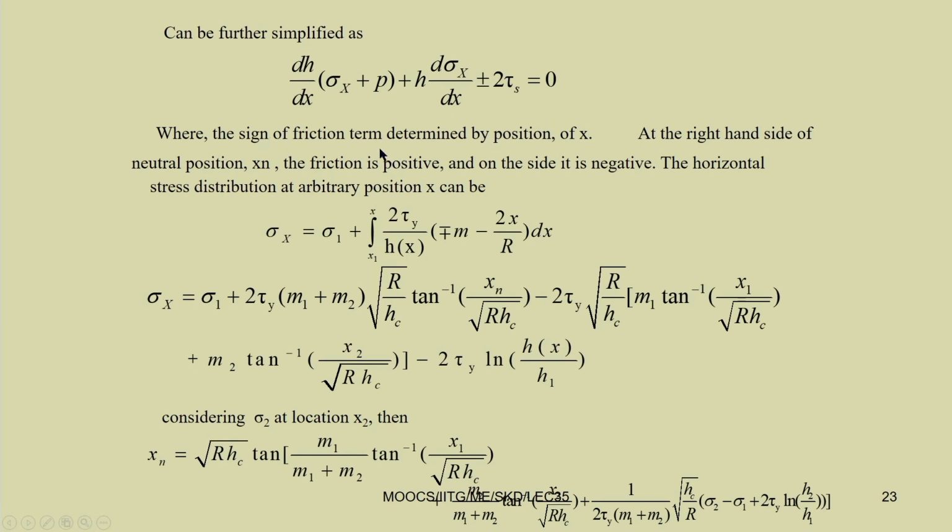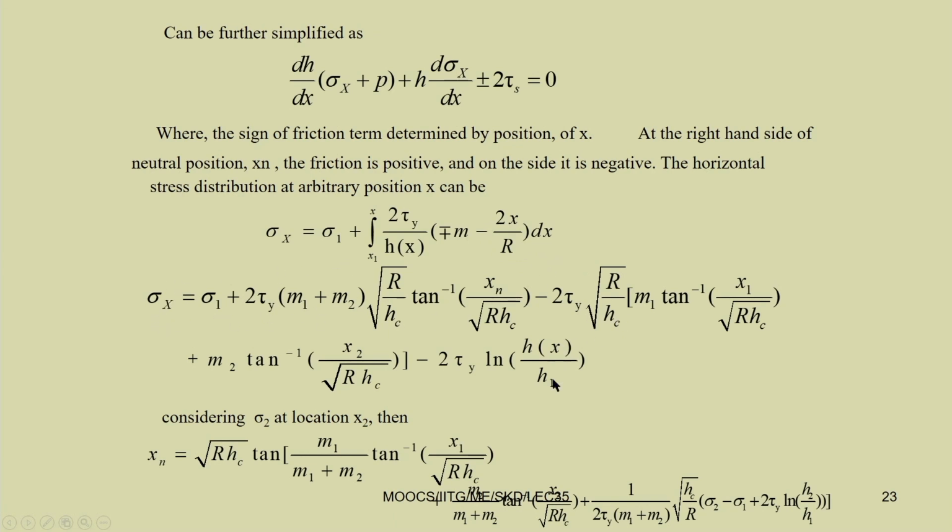Where the sign of the friction term is determined by the position of x: on the right hand side of the neutral position x n, the friction is positive and on the other side it is negative. The horizontal stress distribution at arbitrary position x can be written as sigma x equal to sigma 1 plus integration x 1 to x 2 of tau y by h x minus plus m minus 2 x by r dx. So, sigma x.